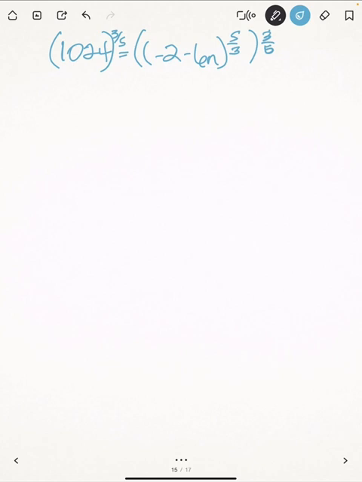All right? So let's take care of the right side first. The 5's cancel because 5 divided by 5 is 1, and 3 divided by 3 is 1. That means on the right side, we're left with negative 2 minus 6n. Over here, you're going to have 1,024 raised to the 3/5 power. Again, I'm not doing it in decimals. I'm using another calculator, and I wind up with 64.